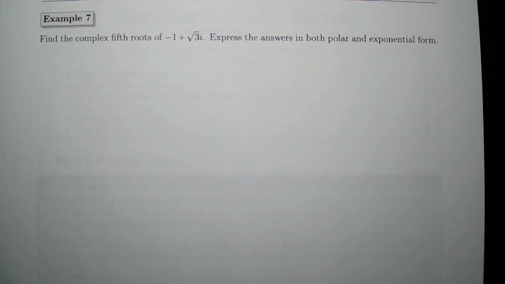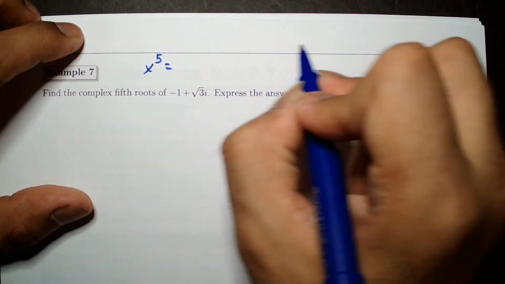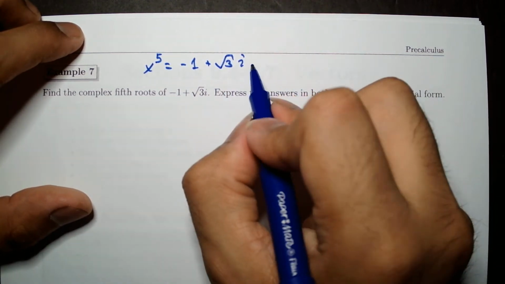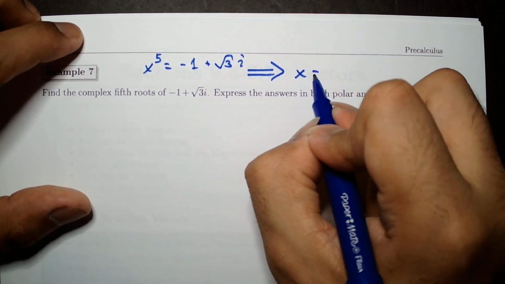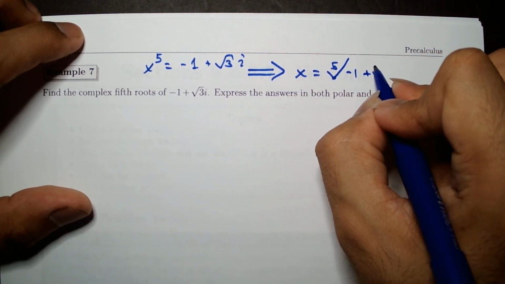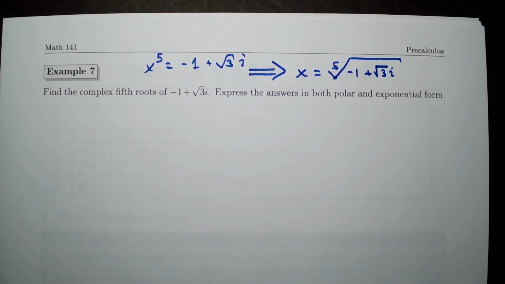Find the complex fifth roots of -1 plus root 3 i. In other words, they're asking us to solve x to the fifth power equals -1 plus the square root of 3i. So x equals the fifth root of -1 plus root 3i. It looks kind of crazy, but it's not a unique solution. There are actually going to be 5 solutions. So how are we going to go about this one?